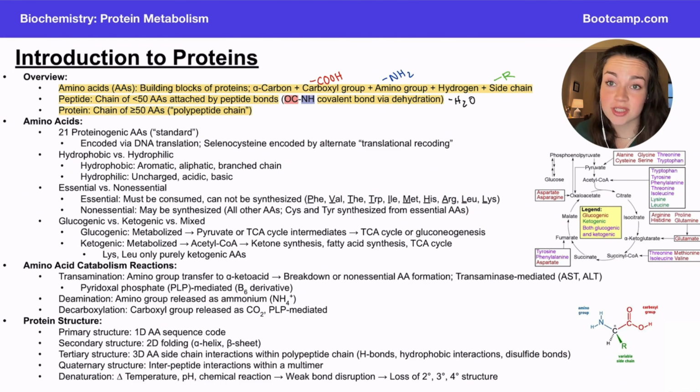So there are hundreds of different types of amino acids, but there are 21 proteinogenic amino acids in the human body. From undergrad, you may only remember 20 of these encoded via normal DNA translation. However, there is a 21st proteinogenic amino acid. It is called selenocysteine, and it's encoded by something called alternate translational recoding. In reality, while selenocysteine is important, there's a reason it's called the 21st and sort of the odd one out. While it is involved in a lot of enzymes like glutathione peroxidases, we're not really going to talk about it again for the rest of this chapter. It is not high yield for your STEP exam.